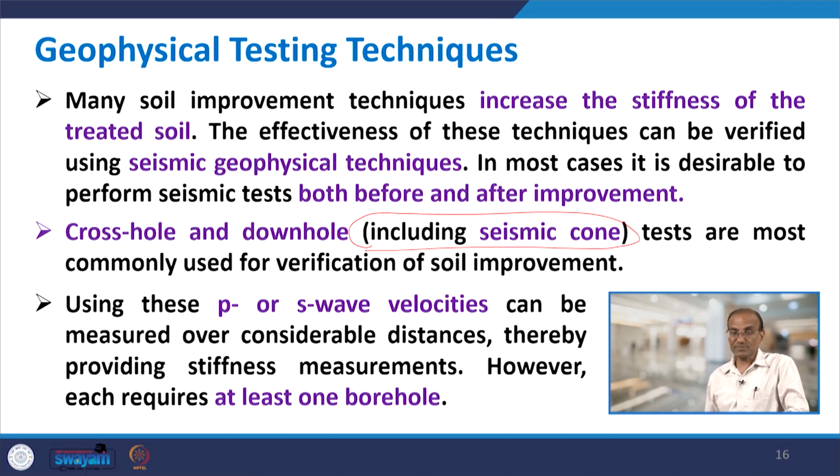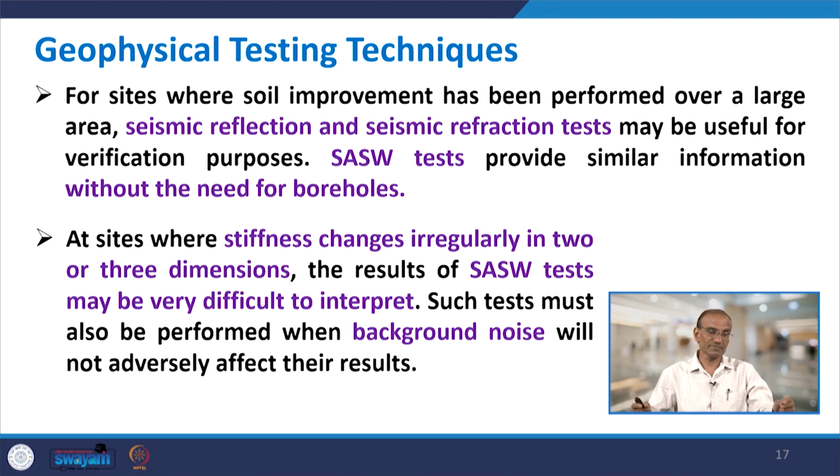Using these P or S wave velocities, you have the seismic reflection test, and the seismic refraction test also comes in this category, then you have the SASW or MASW test. Using the P or S wave velocity, which are body waves, can be measured over considerable distance, thereby providing stiffness measurement. However, each requires at least one borehole. In downhole, at least one borehole will be required. In cross borehole, a minimum of 2 boreholes are required, which was also discussed earlier.